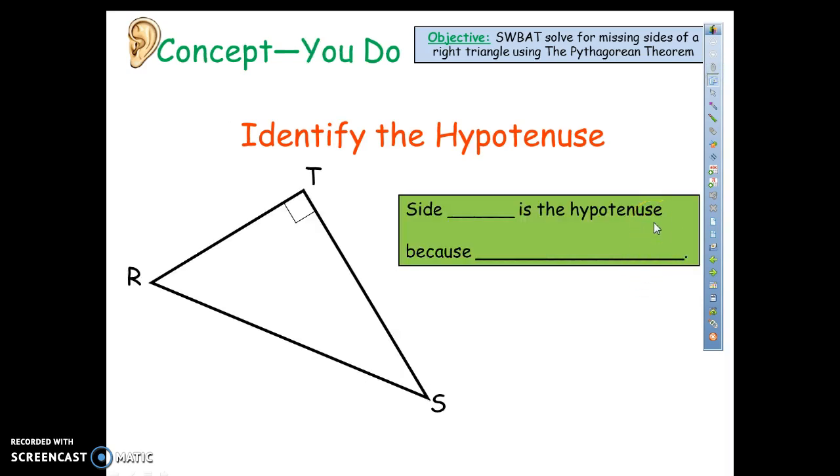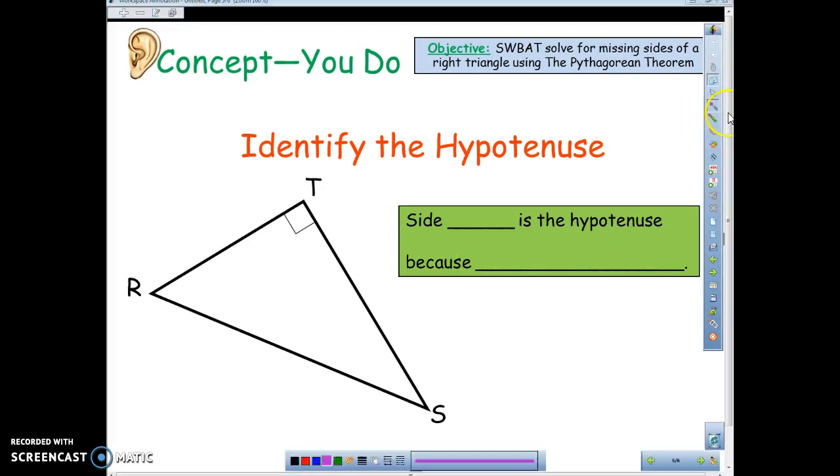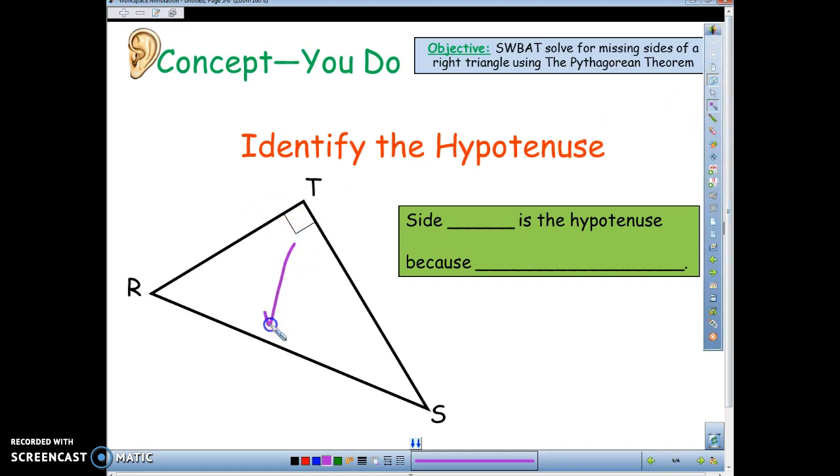So I want you to pause the video right now. I want you to go ahead, read this sentence frame to yourself, identify the hypotenuse, and justify why. Okay, so hopefully you've tried this. The side directly across from my right angle is the hypotenuse, and this is side RS. And our justification is because RS is across from the right angle. All right, easy enough.